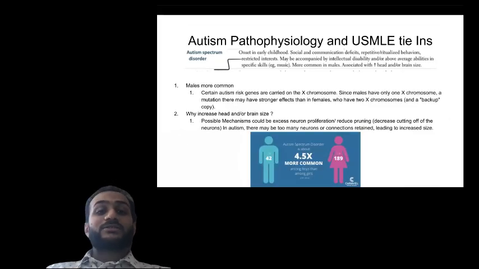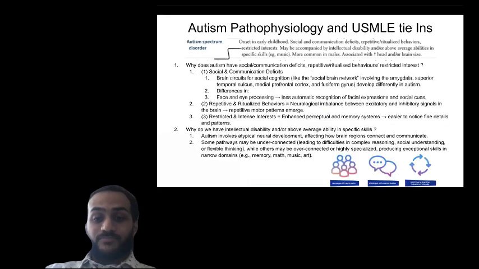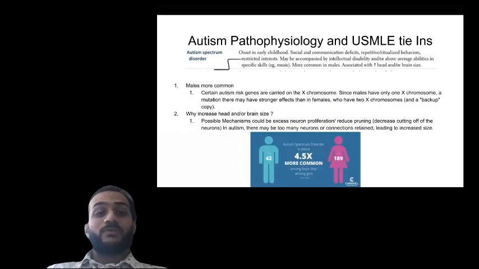Okay, now let's come over here. We can see autism, and we can speak a little bit about it being more common in males, and we can see an increase in head and or brain size. So we can see the most autism risk genes are carried on the X chromosome.